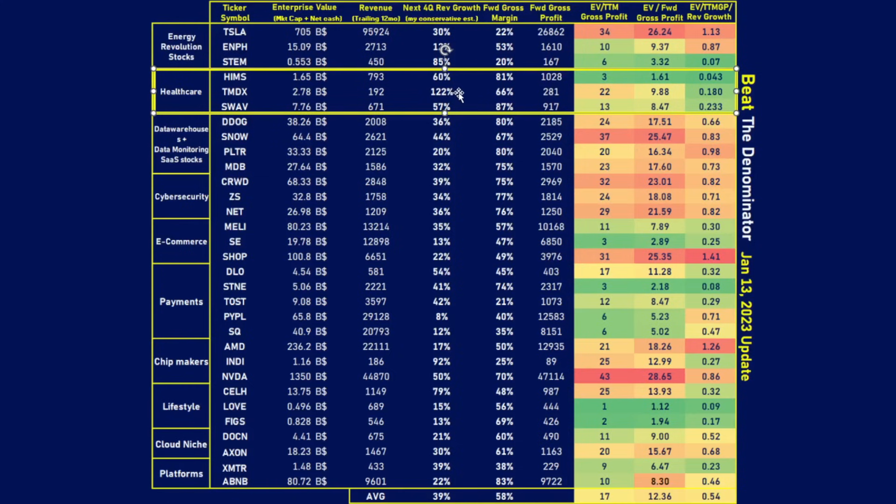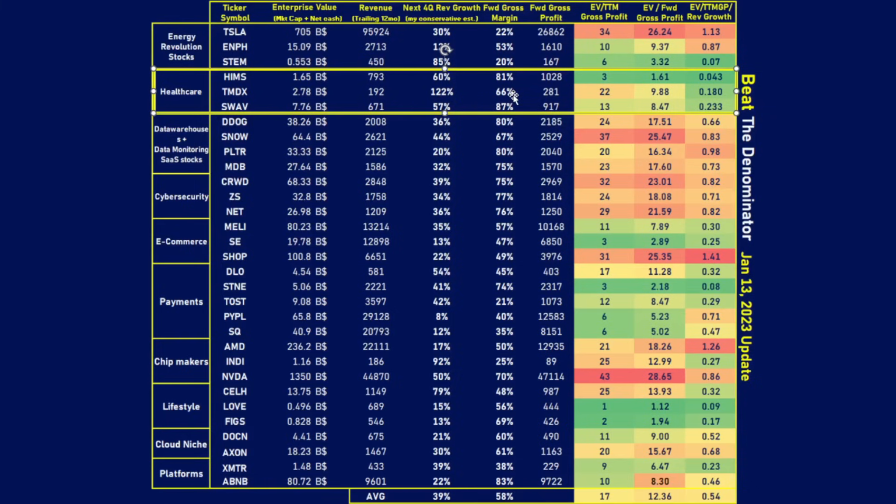Predicted revenue growth for the next 12 months is 122%. That's unheard of. That's the highest in this whole spreadsheet. At this level, these numbers don't mean much anymore. Okay, the base is low at 192 million, but it's not that low. 192 million is not that low. Growing at 122% off that base is still very, very impressive.